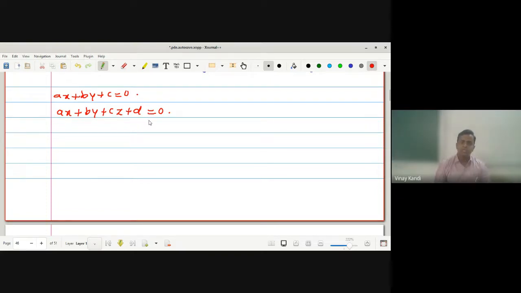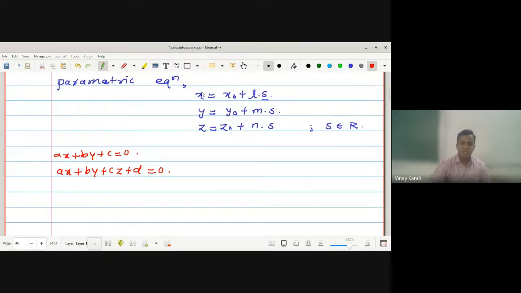Any equation in 3D space, the equation of a curve or any straight line, is given by a parametric equation. And this is the equation of a straight line, with a parameter.